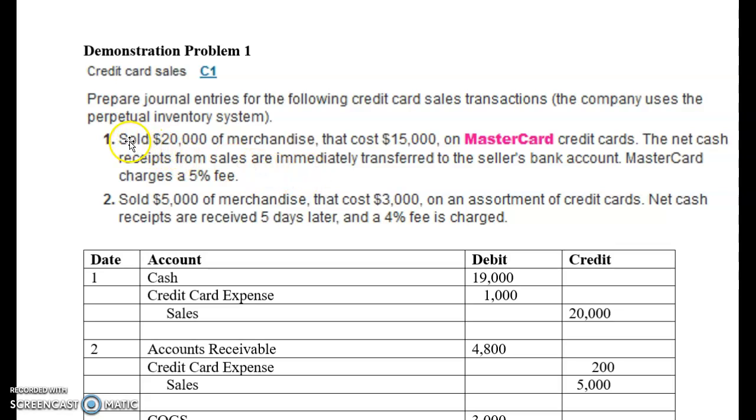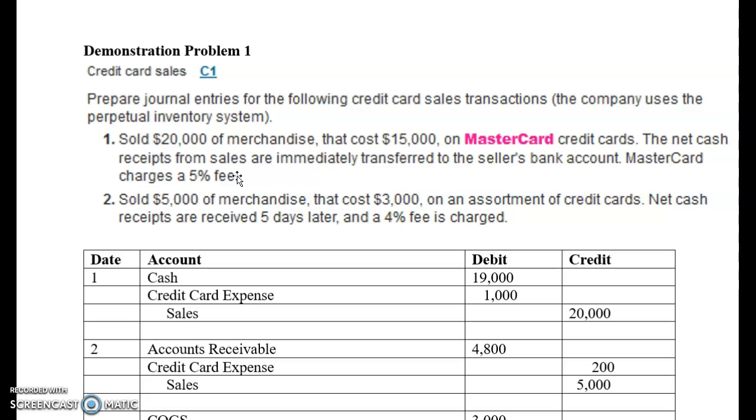All right, so in this example number 1, there's $20,000 of merchandise, and it costs $15,000. Again, we're not going to do the inventory entries in part 1. The net cash receipts from sales are immediately transferred to the seller's bank account. The MasterCard company charges a 5% fee.